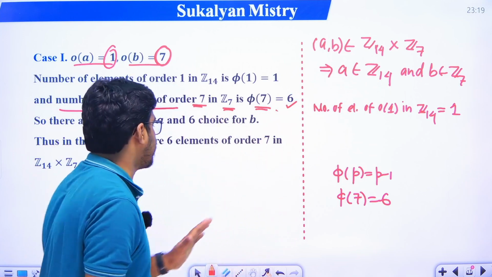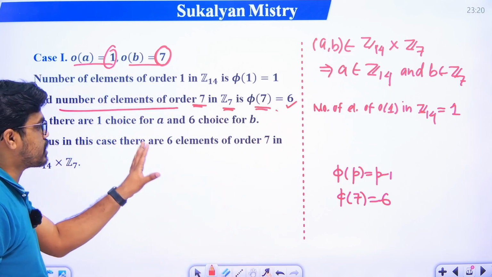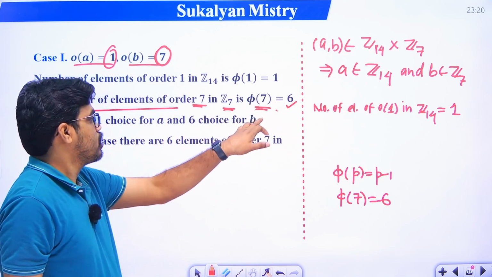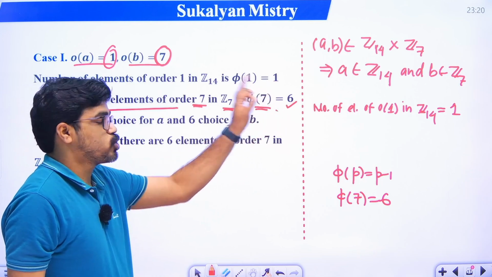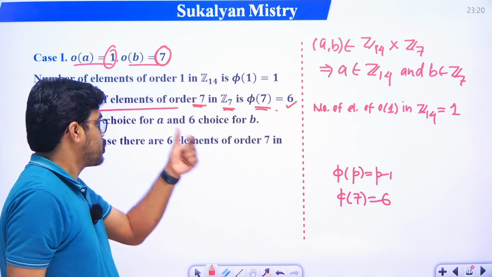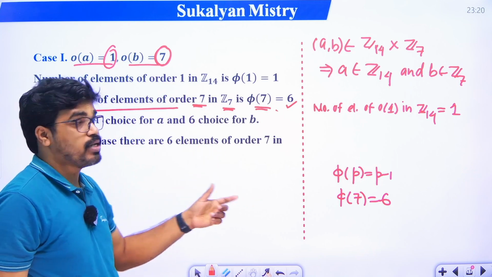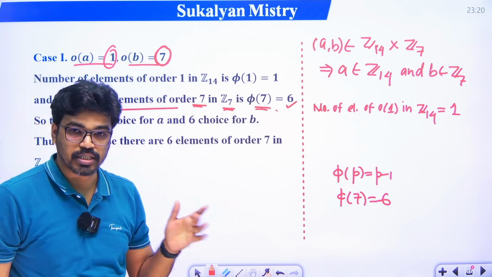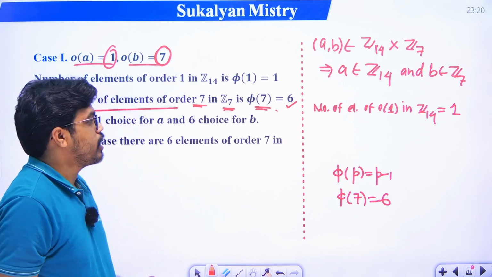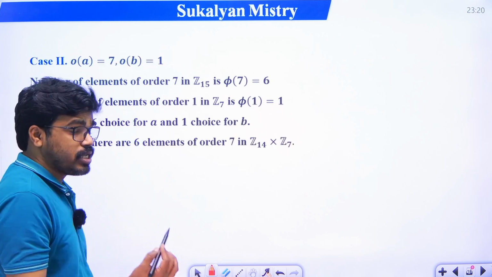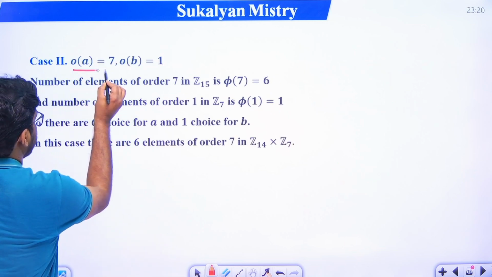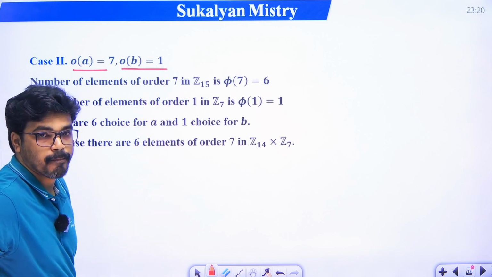So in this case, there are 6 elements of order 7. 1 choice for A, 6 choices for B. So 1 into 6, that is 6. So there are 6 elements of order 7 in Z14 cross Z7. Okay? So next case, that is order of A is 7, order of B is 1.